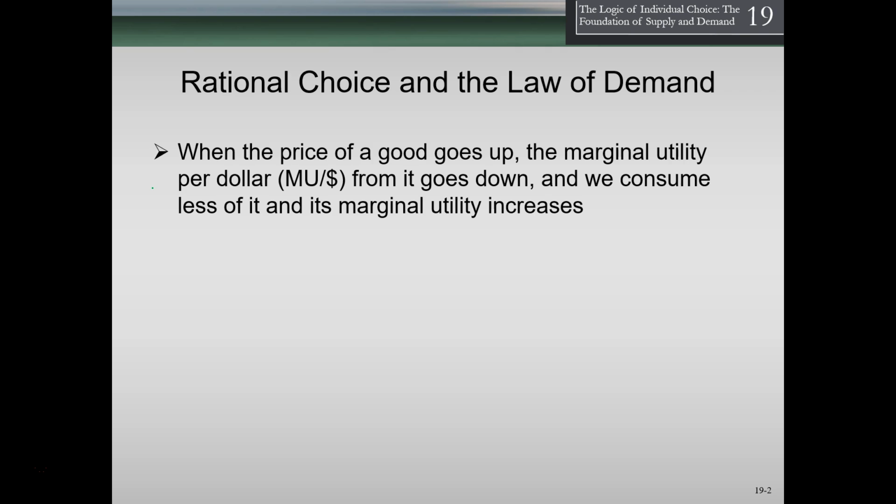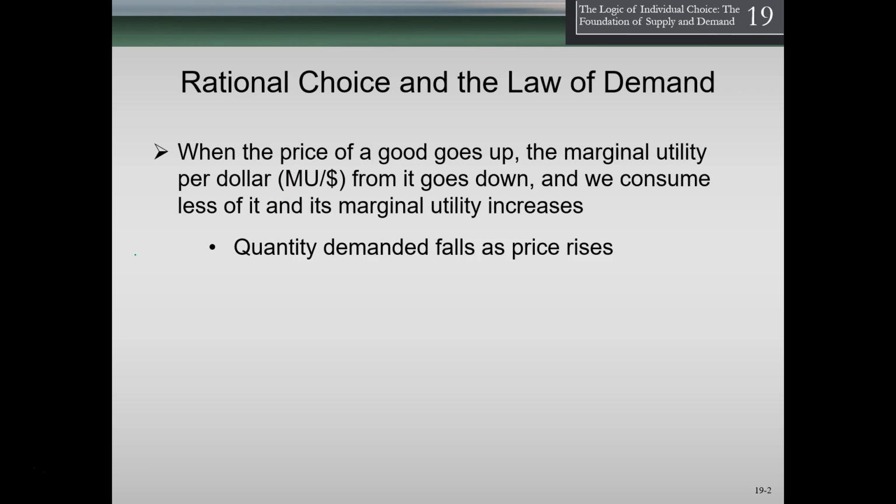So when the price of a good goes up, the marginal utility per dollar goes down. Remember, the utility is the benefit that we're going to get from an extra unit. So that extra benefit, the increased amount of goodness we get from another unit, is divided by the cost. When the price goes up, that ratio goes down and we consume less of it, and its marginal utility increases.